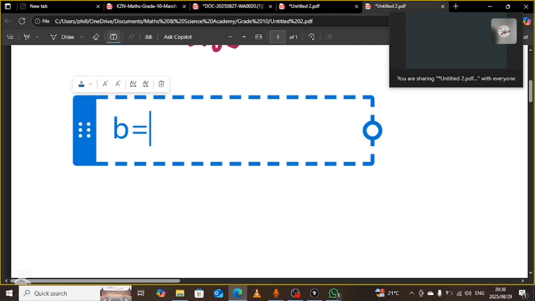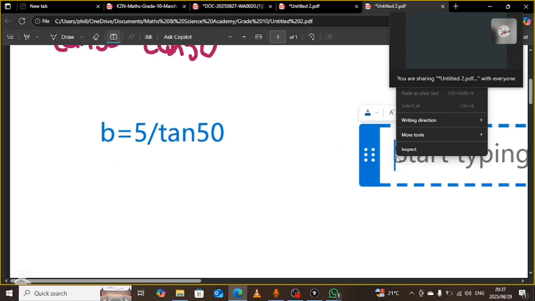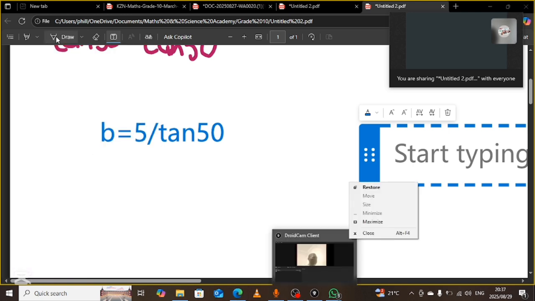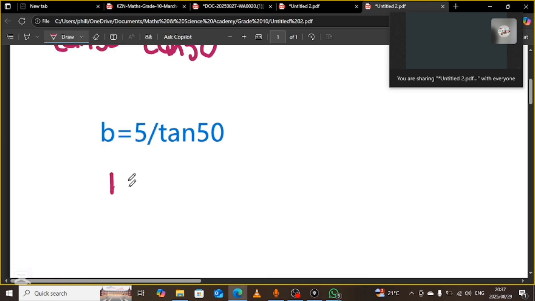Your b is supposed to be something like this. b equals 5 over tan 50. So you have to punch this on your calculator, 5 over tan 50, and tell me what you get. The value is 4.2. That's how you find your b.